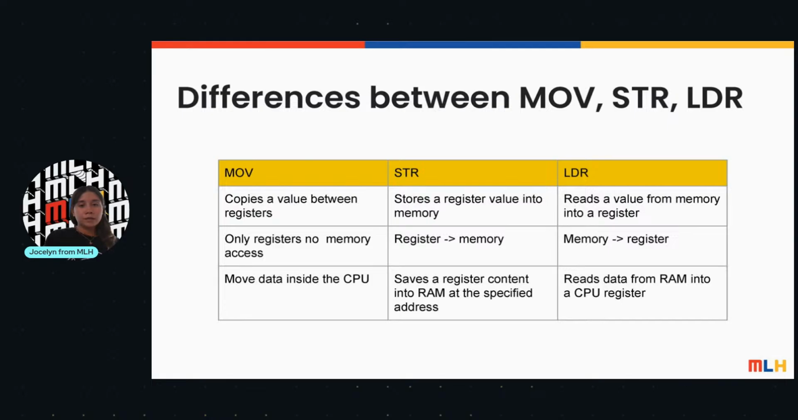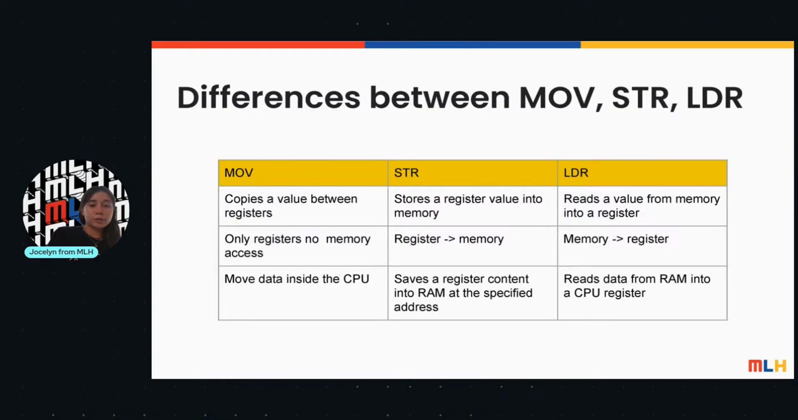Okay, before moving on to the examples, it's important that you understand the differences between move, store, and load. So move copies a value between registers. The registers that I choose there are the ones whose value I'm going to be copying. And keep in mind that we're talking about registers and we don't have memory access. It's just basically moving data inside the CPU. So I just want to move it, but I'm not storing it into the actual memory. I'm just moving it temporarily, but I'm not going to be storing it permanently.